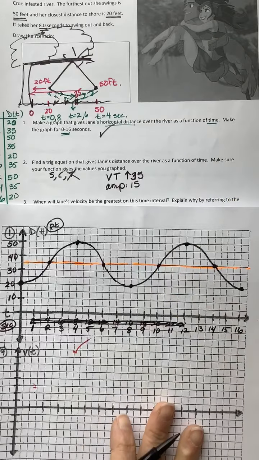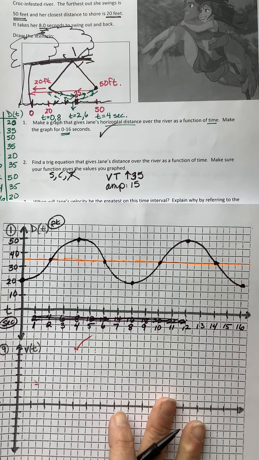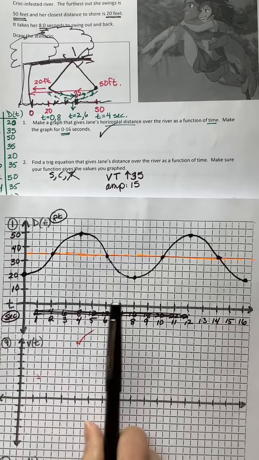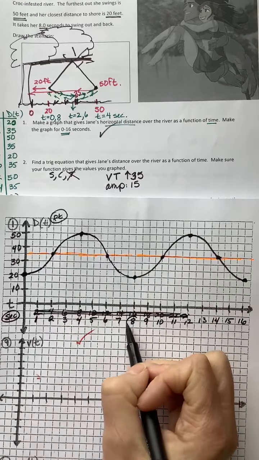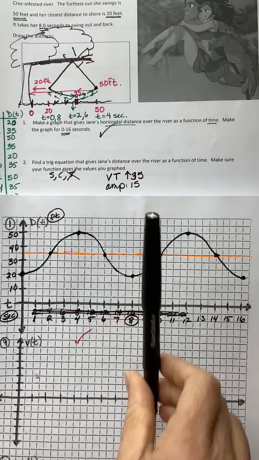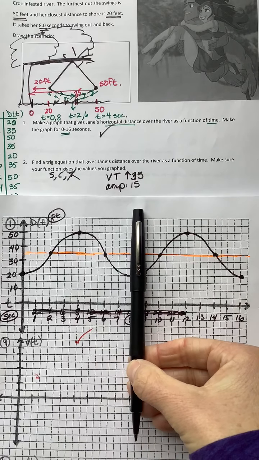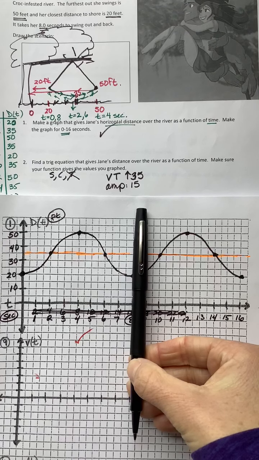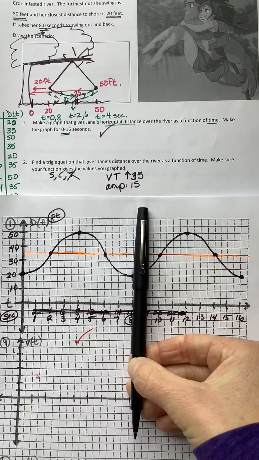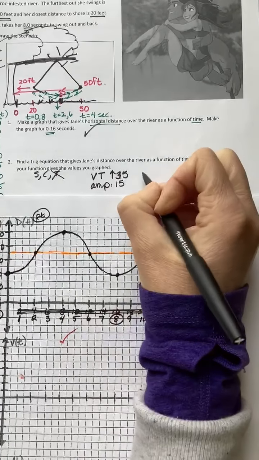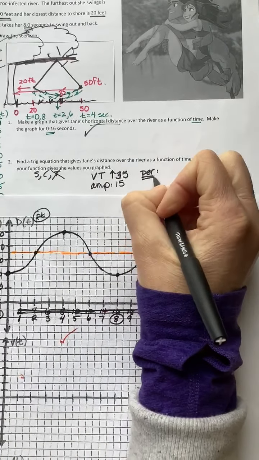Well, now let's think about the period of our function. How long does it take her to get there and back again? We already decided 8 seconds was the period. Okay, but the period for sine and cosine is 2 pi. So we need to get from 2 pi to 8 seconds. So this is going to be a little trickier than any we have done before. This is the toughest part.